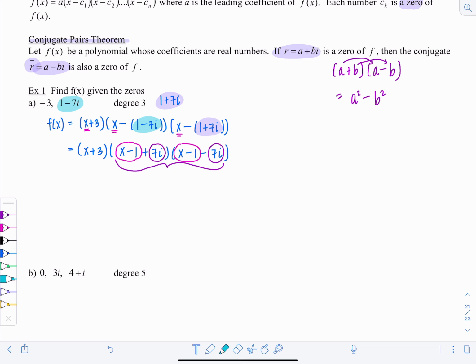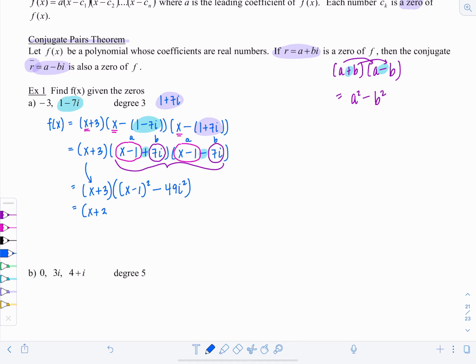And then look, this is plus, this is minus, just like here, plus, minus. So I'm going to end up with a difference of squares. This will save you so much heartache. You're going to have a squared, this is a, b. A squared is x minus 1 squared minus b squared, 7i times 7i, that's 49i squared. Voila. And then just bring down that x plus 3. Don't forget about him. And from here, it should be smooth sailing.